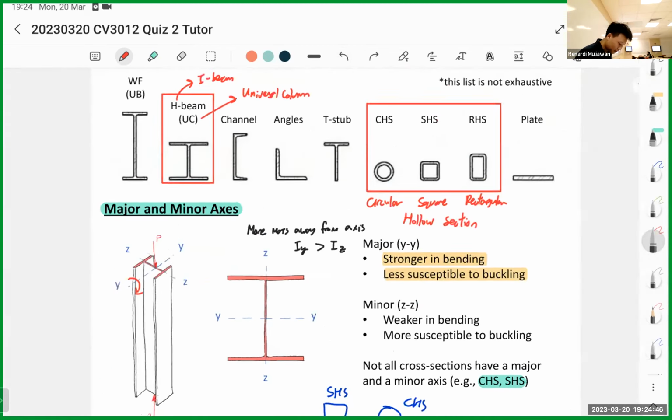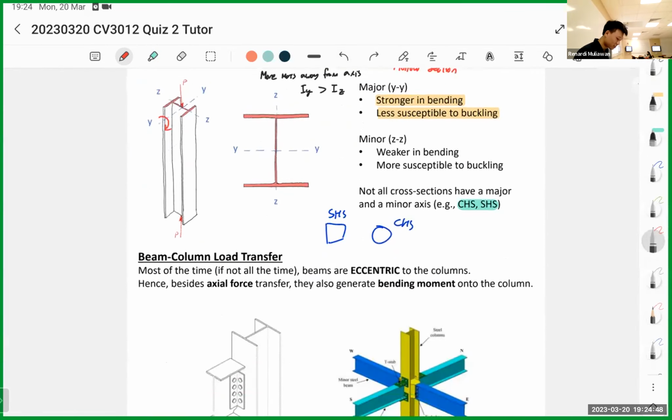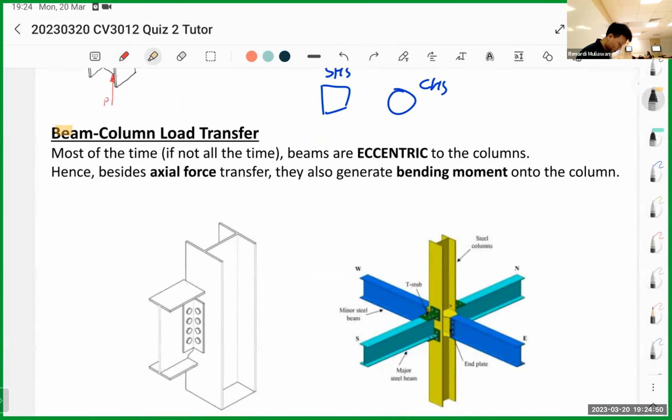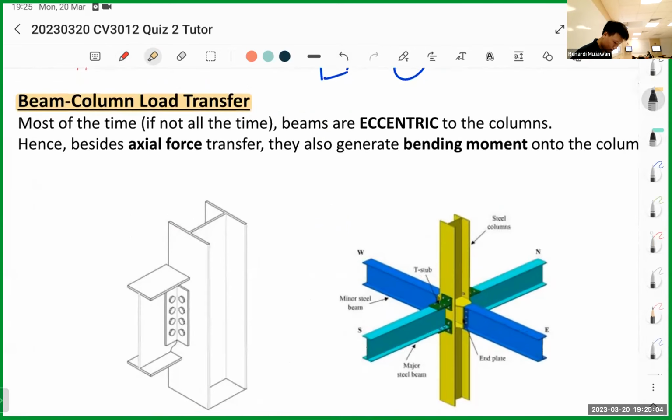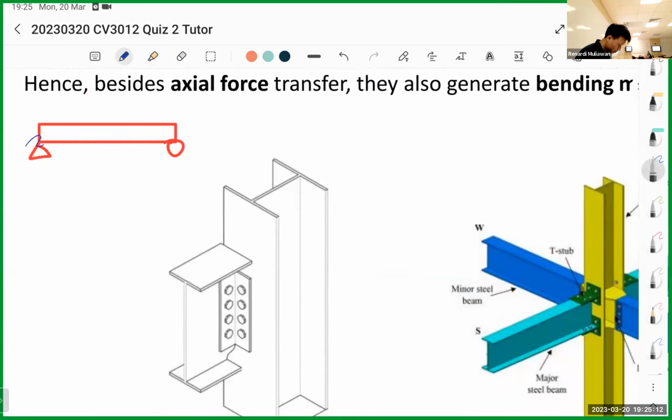Okay, so two concepts done. Now let's go to the third concept, beam to column load transfer. Just now I said, we have slab, loading from slab goes to beam, from beam goes to column. Ideally, you have a beam like this, this is your support, and ideally your column should be in the middle like this.